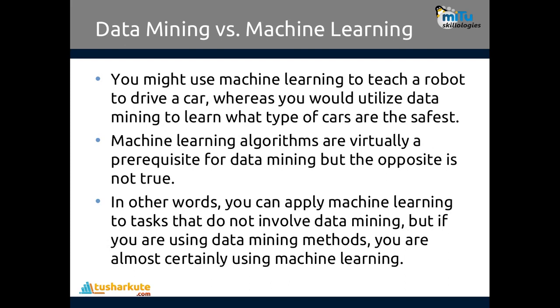Now, how it is differentiated? So you might use the machine learning to teach a robot to drive a car. Okay, so if you want to teach a robot to drive a car, you can use machine learning to do it. Whereas you utilize the data mining technique to learn what type of cars are safest. Okay, so machine learning teaches and data mining extracts, finds. So this is what the differences are. The same algorithm can be used for both operations, but their objective is different.